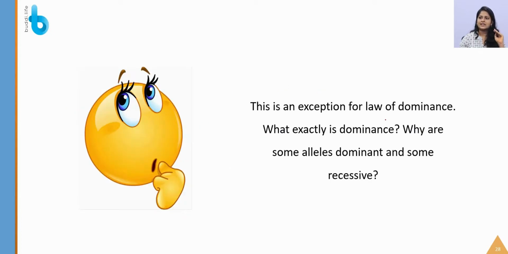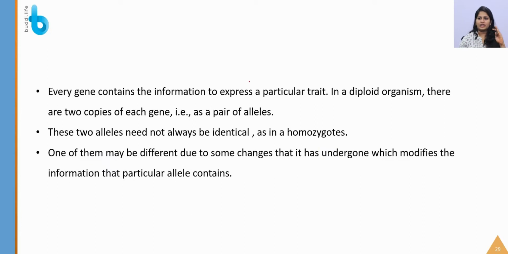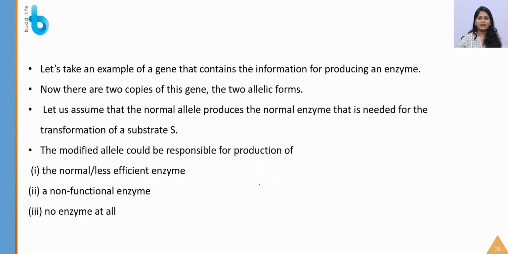So now, is this an exception to the law of dominance? What exactly is dominance? Why are some alleles dominant whereas some are recessive? Every gene contains information to express a particular trait. In a diploid organism, there are 2 copies of each gene, that is a pair of alleles. These need not always be similar as we find in homozygotes. It can be even different. Why is it different? Changes would have occurred which modify the allele, modifying the information that particular allele will contain.